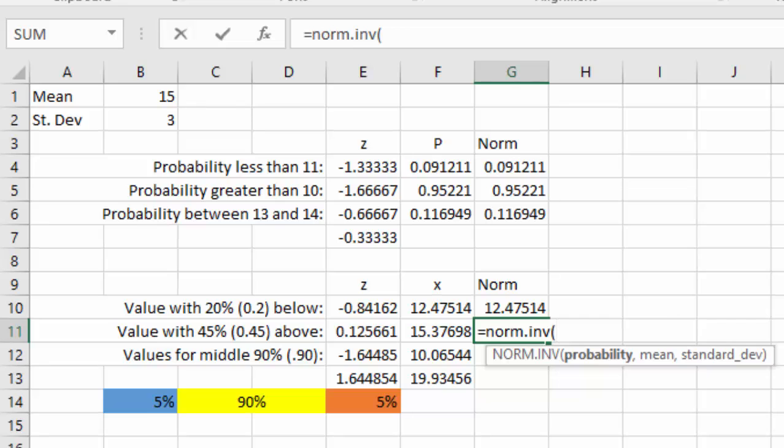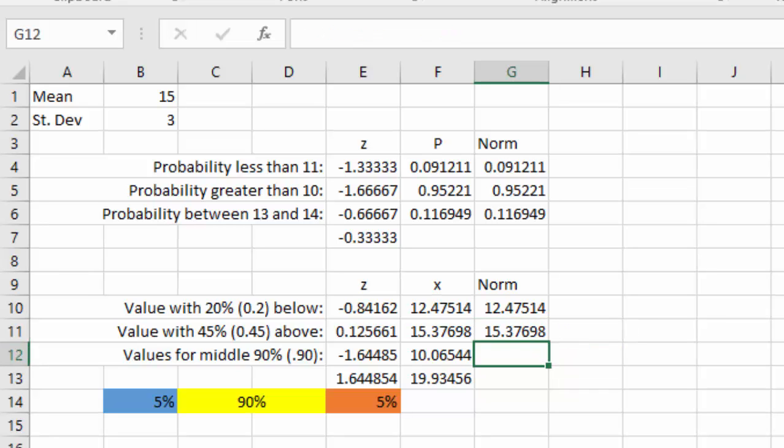For the 45% above, very similar, we'll type in equals norm dot inverse, I N V. The probability, remember, if we type in 0.45, that'll give us the left half. We don't want the left half, we want the right half. We want to be above that value, so we have to do 1 minus 0.45, comma. The mean is 15, and the standard deviation is 3. 15.37 again.